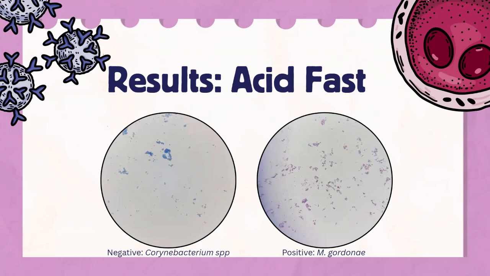And this one used the decolorizer as well. The decolorizer is important for removing the crystal violet from gram-negative cells when we're talking about the gram staining. But for acid-fast staining, it's important in removing the carbol fuchsin from non-acid-fast cells, and then that allows us to counterstain them with the methylene blue.